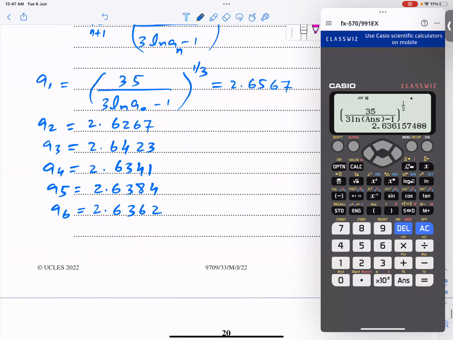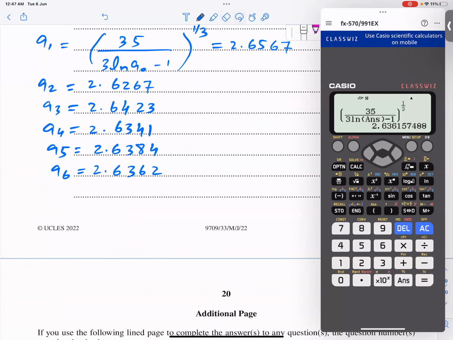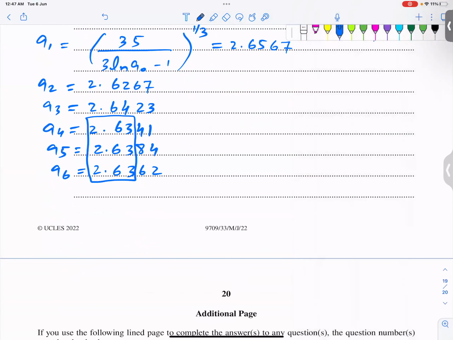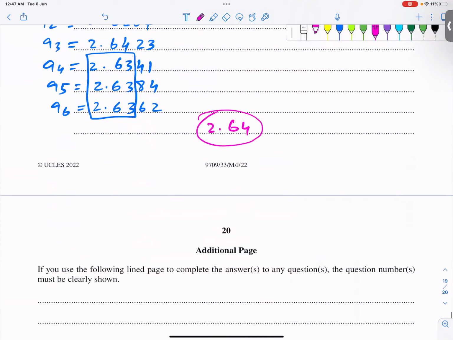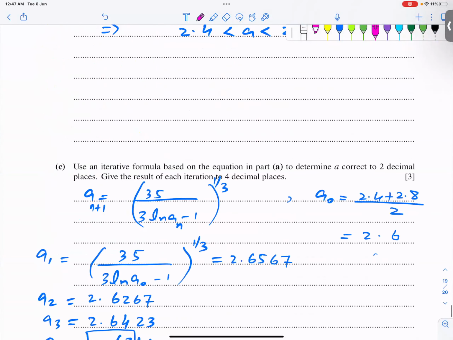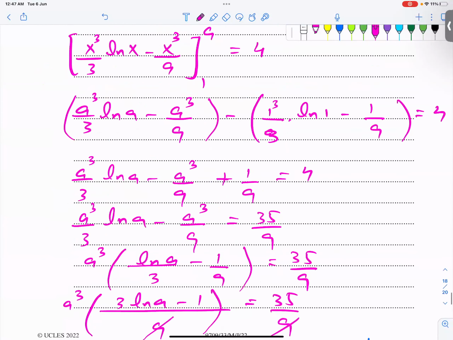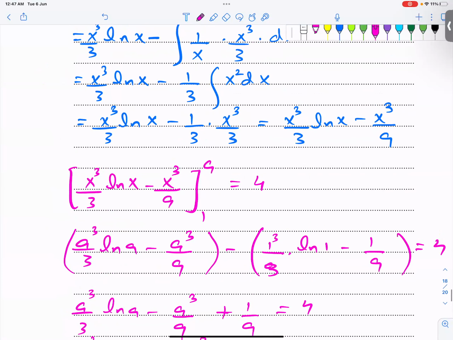So up to 2 decimal places, these values will become 2.64. So this will be the final answer. So this was the end of paper 3, variant 3.3, May June 2022.